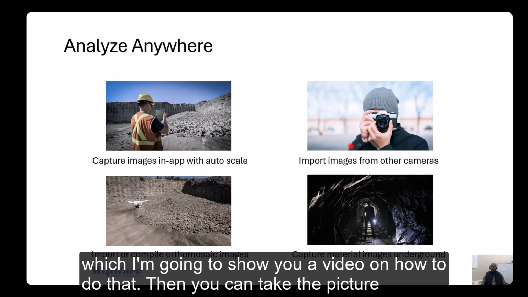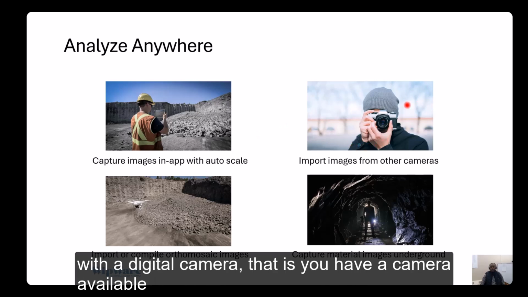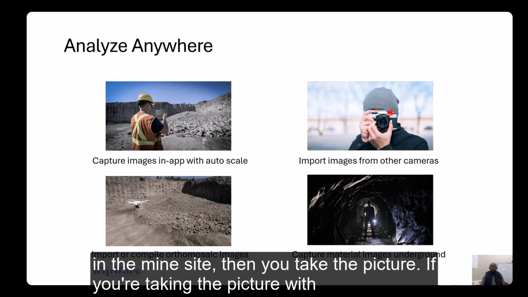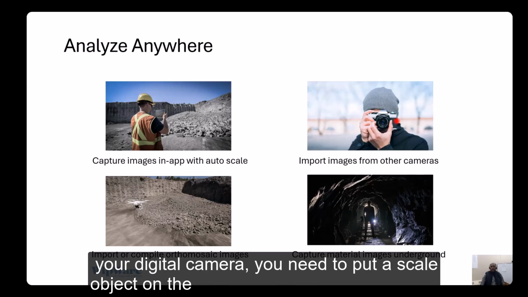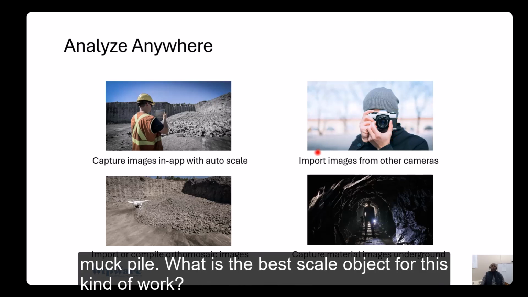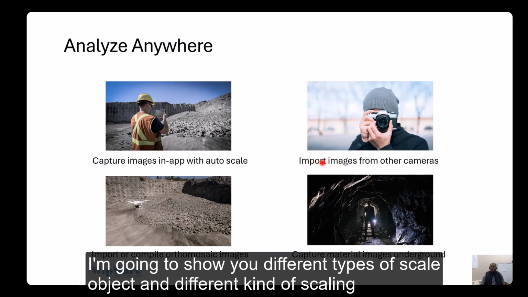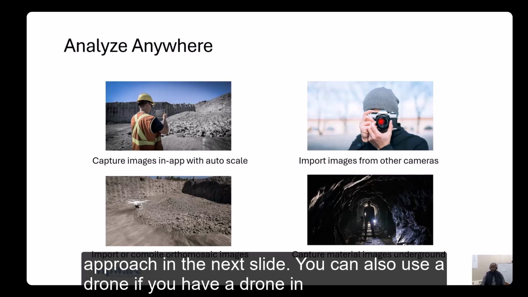Then you can take the picture with a digital camera, that is, you have a camera available on the mine site, then you take the picture. If you're taking the picture with your digital camera, you need to put a scale object on the muck pile. What is the best scale object for this kind of work? I'm going to show you different types of scale objects and different kinds of scaling approaches in the next slide.